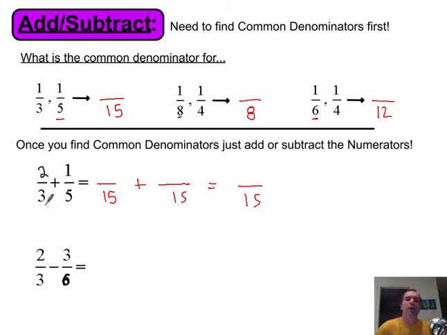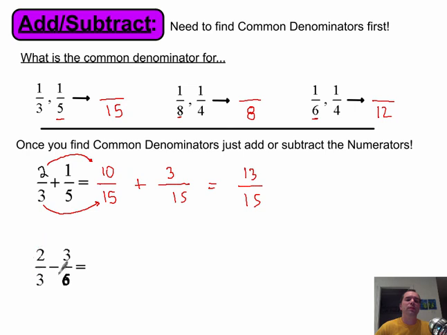So for the bottom, how does 3 go into 15? I multiplied it by 5. So the top has to get multiplied by 5 too. And 2 times 5 is 10. 5, how does it go to 15? Well, 5 times 3. So the top, 1 times 3, is equal to 3. And now that we have them, we just add them together. 10 plus 3 is equal to 13 over 15.